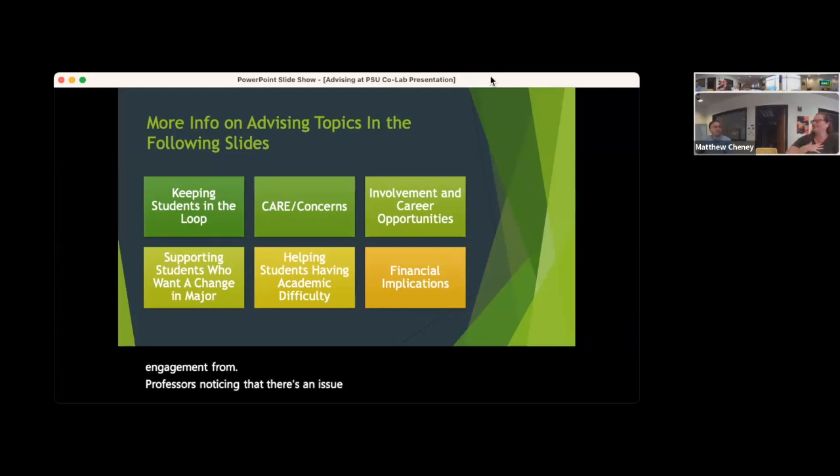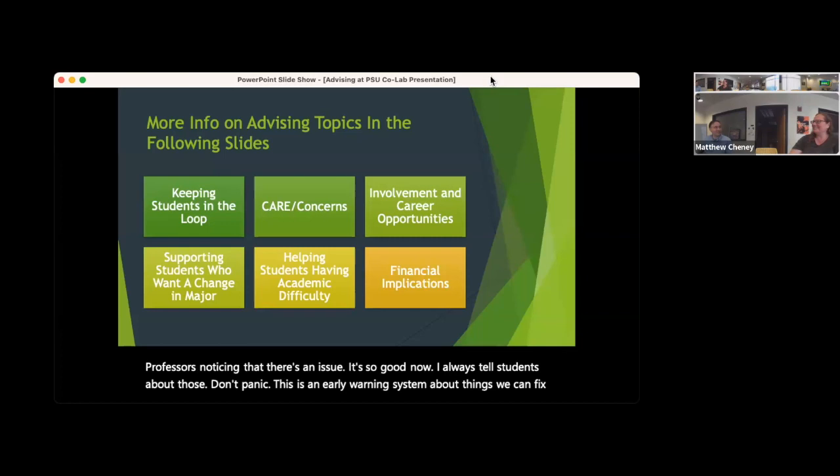It's so good. And I always tell students about this: don't panic. This is an early warning system about things we can fix, because there's time, even sometimes at 6 weeks.